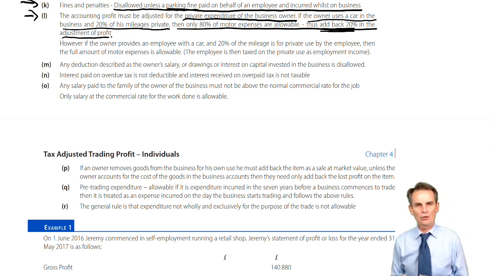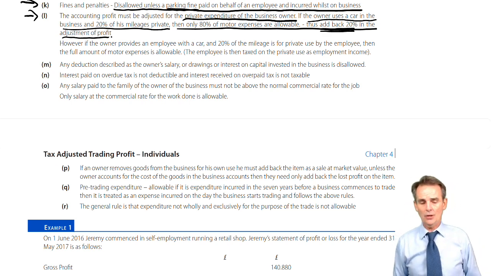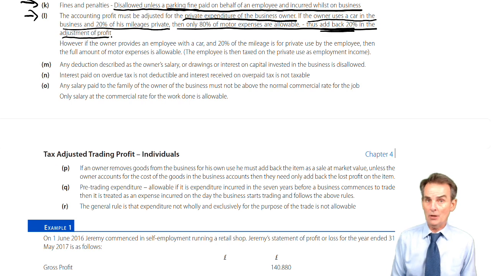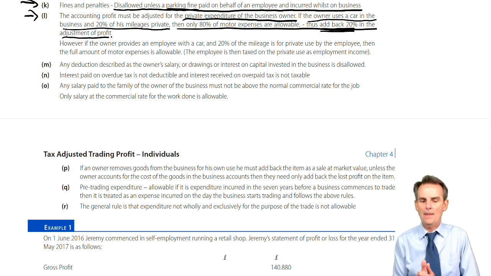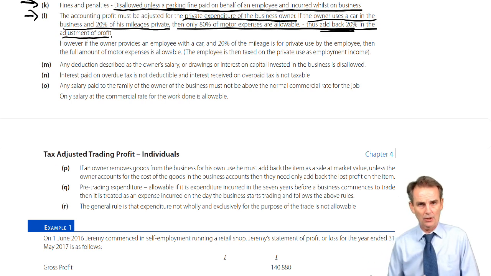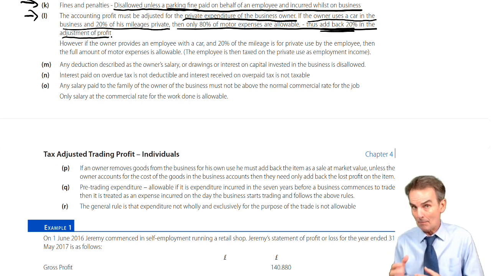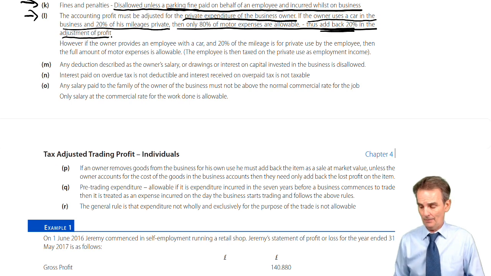Now do be careful here to read the question carefully, because sometimes, and maybe on one item you may have more than one to deal with, they tell you this was the private use percentage, and on another one they tell you this was the business use percentage. Just read it carefully as to which it is. Remember, what we're disallowing, what we're adding back, is the private use.